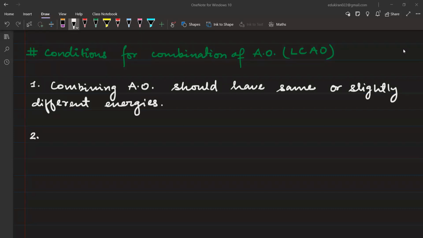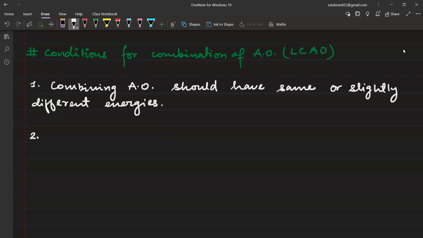Combining atomic orbitals should have same or slightly different energy. The difference in energy of atomic orbitals should not be very vast. That means if you're combining 2s, then it should be combining with 1s or 2s, or 2p, for example, or even 3d, but you cannot have 5s or 5d or something like that. They should have similar energy, same energy, or slightly different energy, not a very large difference in energy.